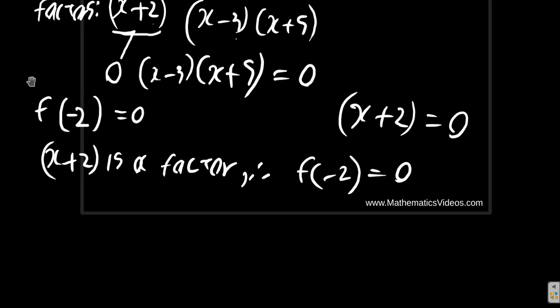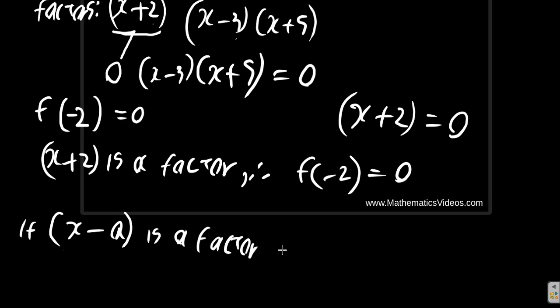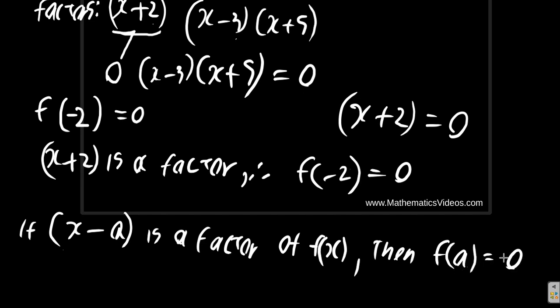Oh, by the way, what did the factor theorem say again? It said something about if x minus a is a factor of f of x, then f of a equals 0. Same argument. If x plus 2 is a factor, then f of negative 2 equals 0. Alright? Factor theorem.